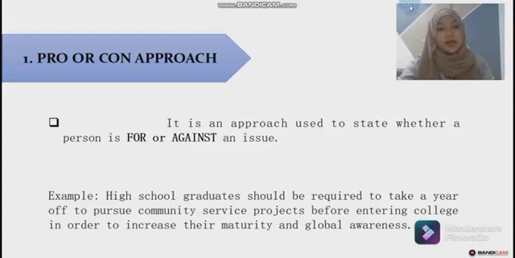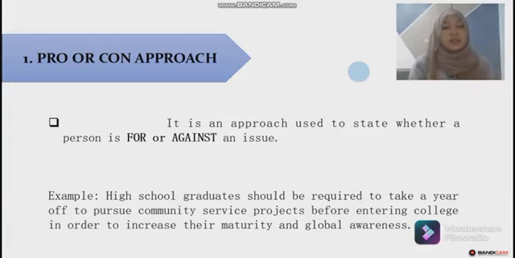For number 1, we have the pro or con approach. It is an approach used to state whether a person is for or against an issue. When we say pro, it is the advantages, positive benefits, or effects of a certain issue. While the con is the disadvantages, negative effects of a certain issue. So it is up to the writer or the person which way they are going to approach it.